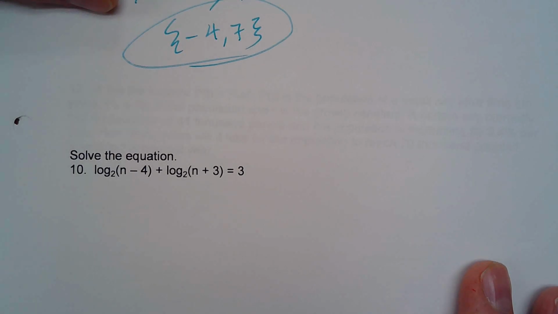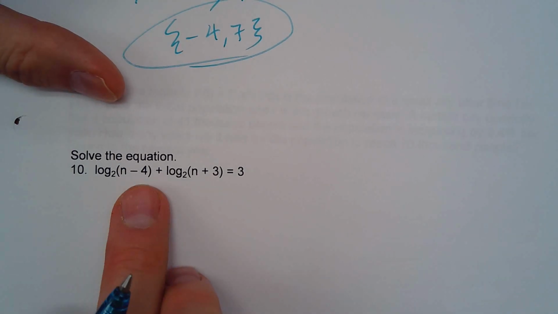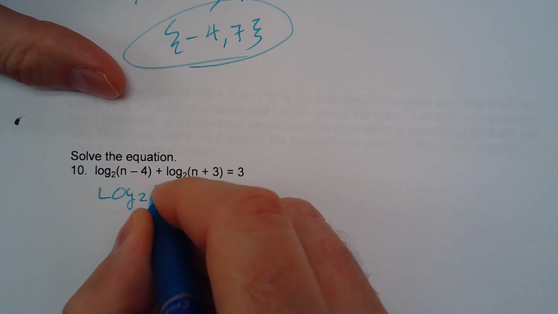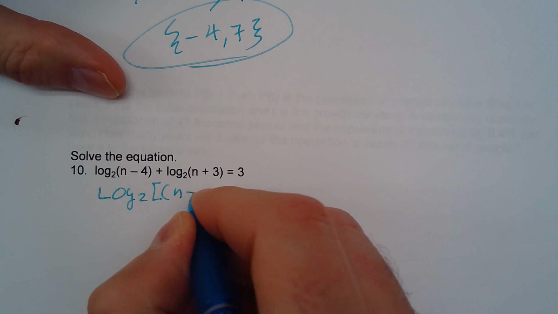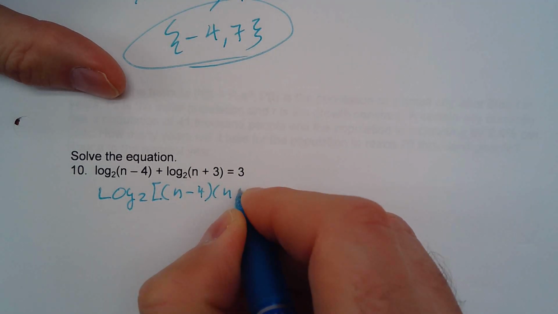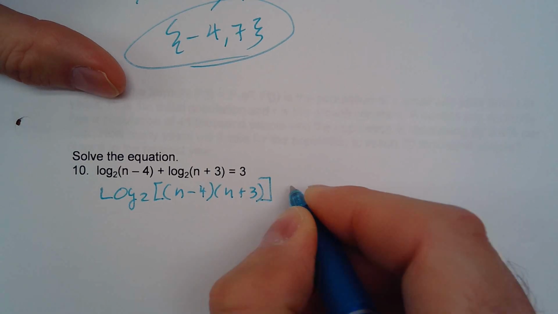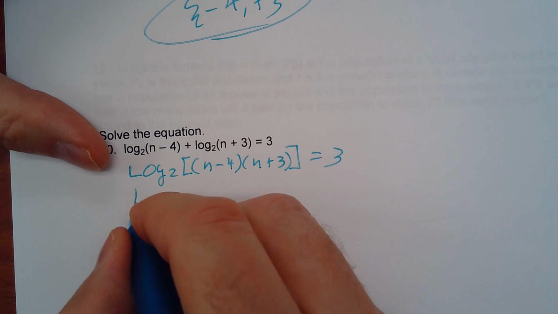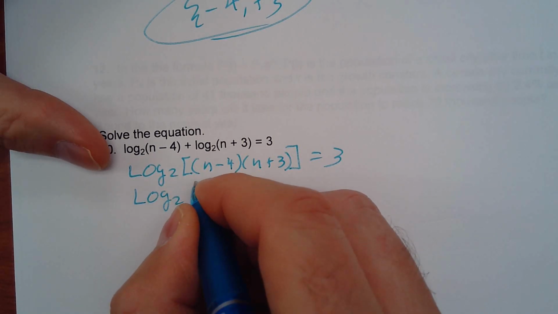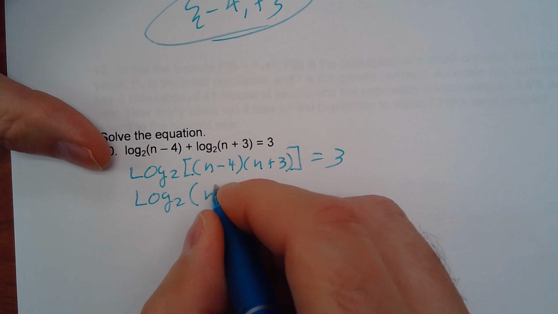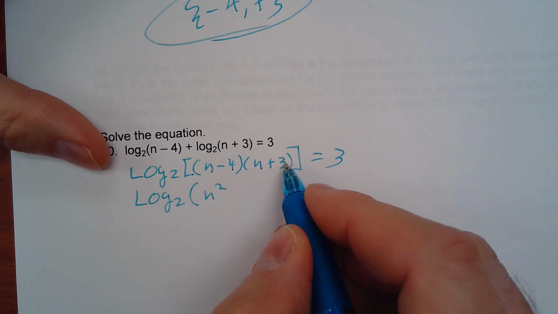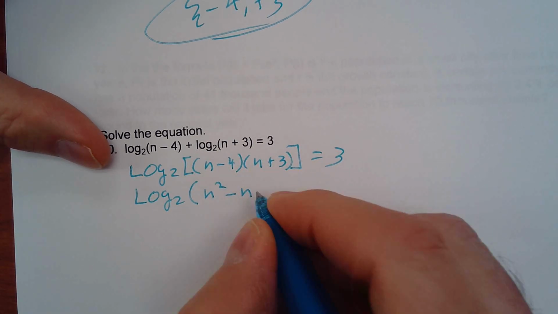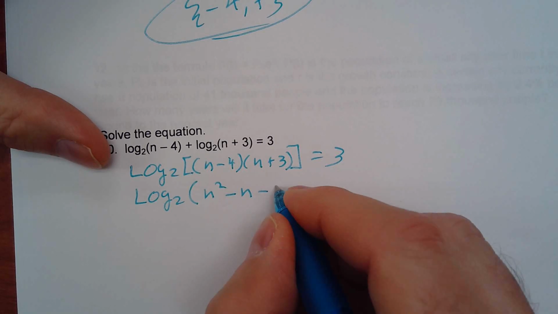Let's try number 10. So we have a sum, so we're going to rewrite that as a log of a product. And let's FOIL this out. So that's log base 2 of n squared plus 3n minus 4n, so minus n. Negative 4 times 3 is negative 12.